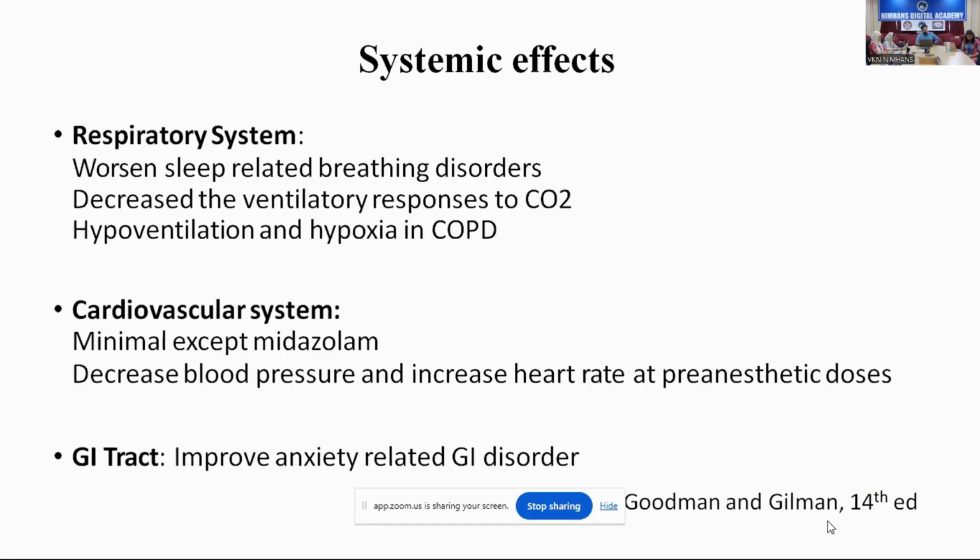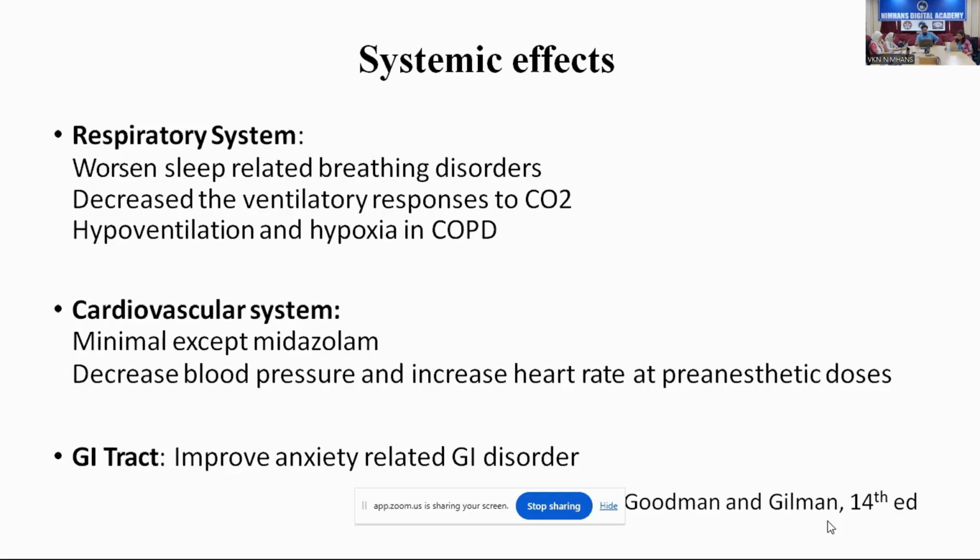In the respiratory system, it worsens sleep-related breathing disorders. So be very careful in people who have been diagnosed with obstructive sleep apnea and other conditions, because it decreases the ventilatory response to CO2, the hypercapnic drive in the brain. It actually kills that drive. So even if the person is not breathing enough, the brain is not getting the signal that there is high carbon dioxide and low oxygen. That drive cannot happen if there are benzodiazepines in the body, and that leads to hypoventilation and hypoxia in cases of COPD or OSA.